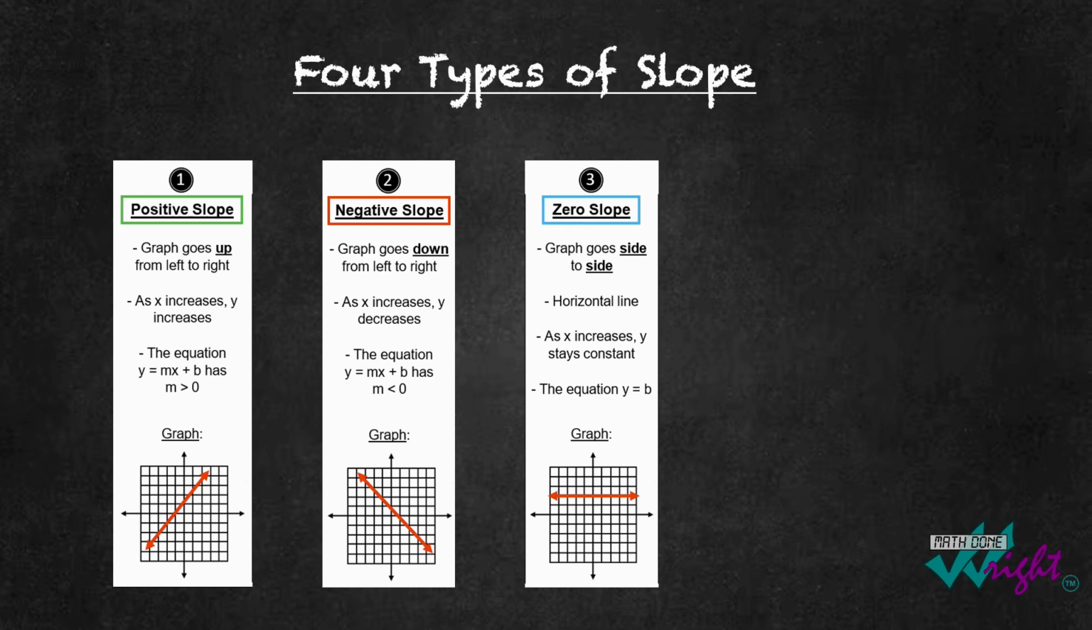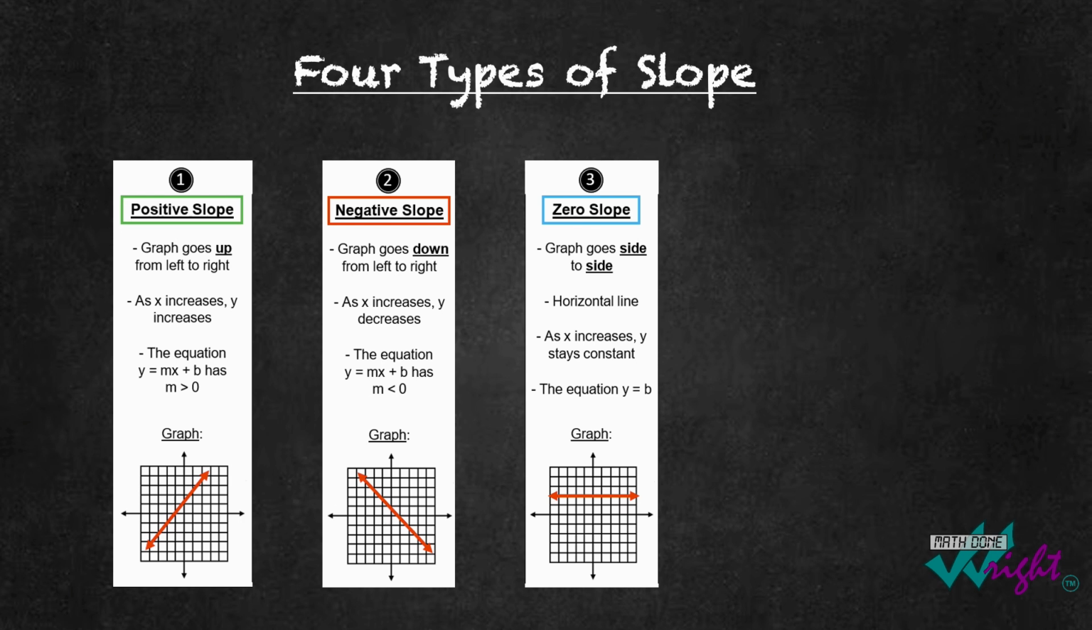Next, we have zero slope. The graph goes from left to right, which produces a horizontal line. You should notice that our x values are still increasing from left to right. However, there is no change in y. So that gives us the equation y equals b, where b is the y-intercept of this particular graph.